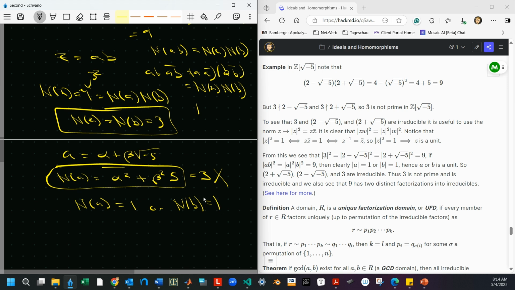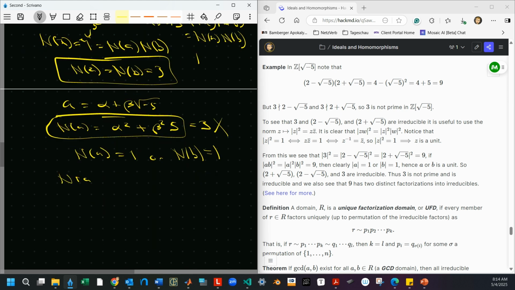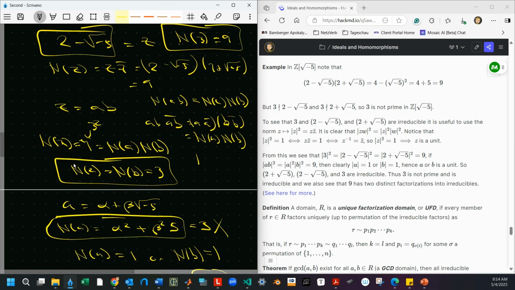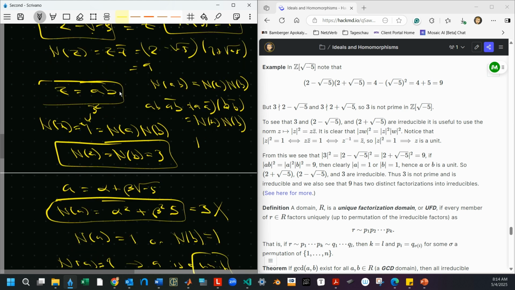And now what we need to show is that if N of A equals 1, then A is a unit. But this is trivial too, because what is N of A? Well, it's A times A bar, and that's equal to 1. And so that tells me precisely that A bar is A inverse. So yep, it's a unit. So here what we've gotten is, suppose we could split z into AB. Then it turns out that one of those two things has to be a unit.